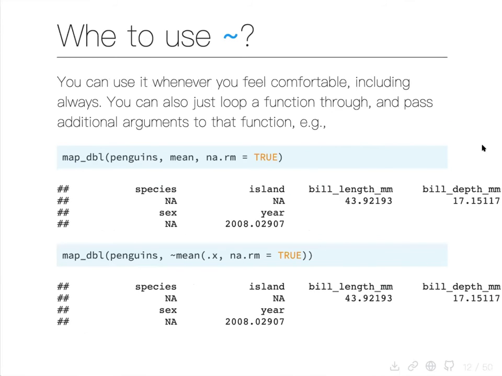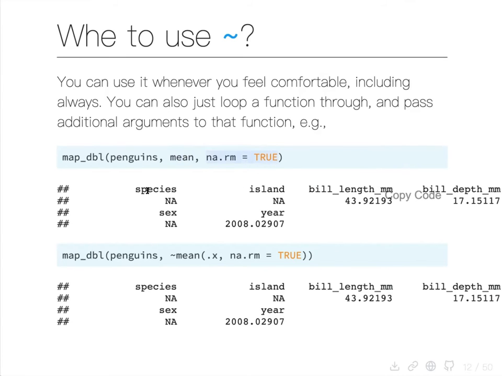The other thing is sometimes we don't use the tilde at all, and we always can, right? And so this is an important point. We don't have to use the tilde if we just have a function that we can loop through. Okay, so if there's a function that we're going to loop through a vector, we don't have to use the tilde. We can just pass it that function. If we need to pass additional arguments to that function, we can also pass those through map. Okay, so we could say map_dbl(penguins, mean, na.rm = TRUE), give me the mean of the column, and then na.rm equals TRUE.